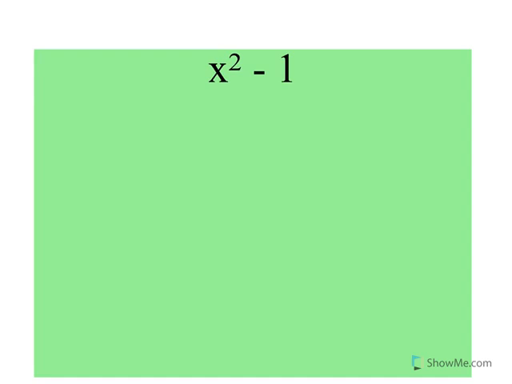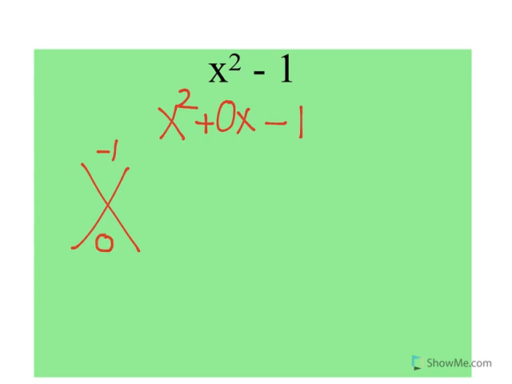This one is a little different. You will notice it's a binomial because there's only two terms. What I'd like you to visualize is that since we have no x's in the middle, we can visualize 0x. There are no x's to the first power. So we need to find two numbers that multiply to negative 1 that add to 0. Well, the only way to multiply to 1 is 1 times 1, and in order to add to 0, 1 would have to be positive and 1 would have to be negative. 1 times negative 1 is negative 1. 1 plus negative 1 is 0. So our factors are simply x plus 1 and x minus 1.